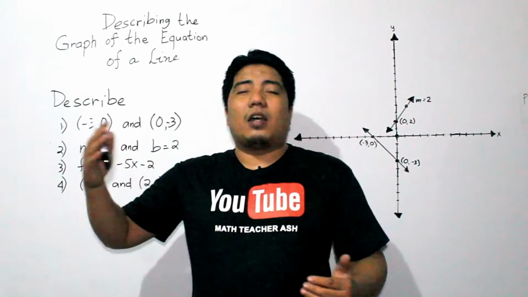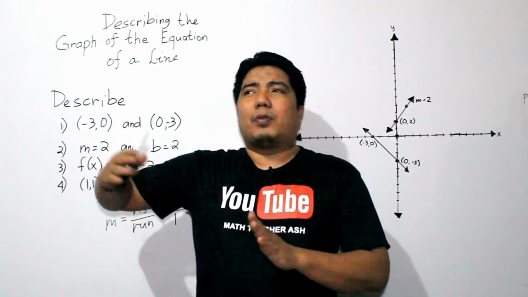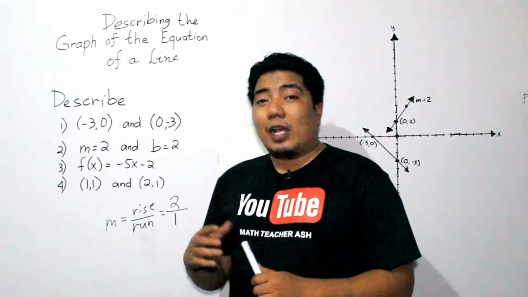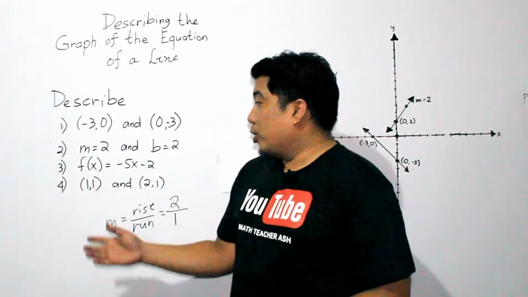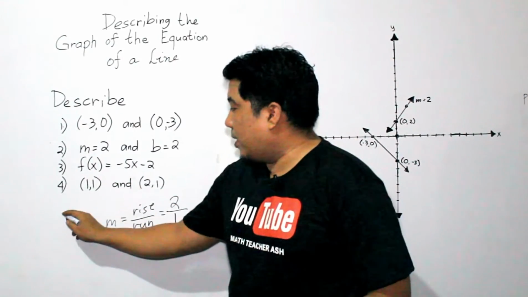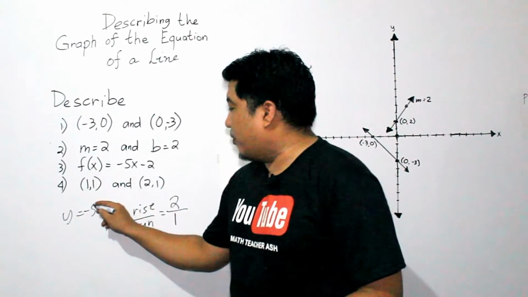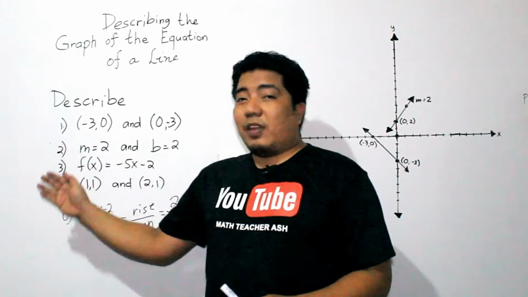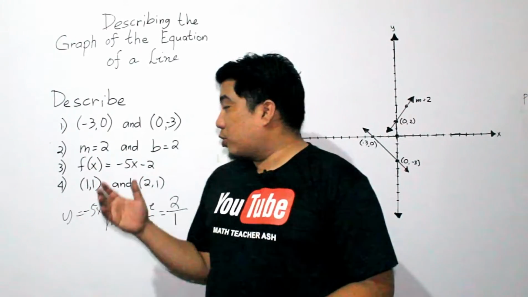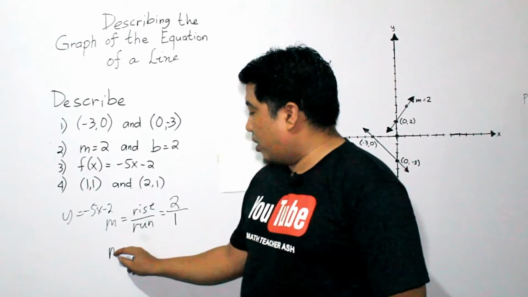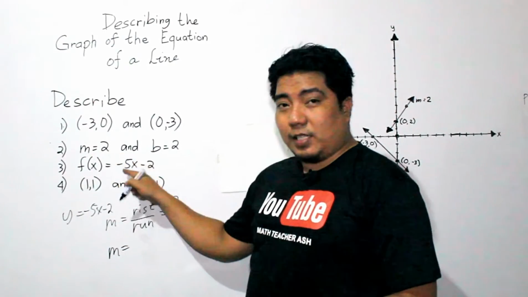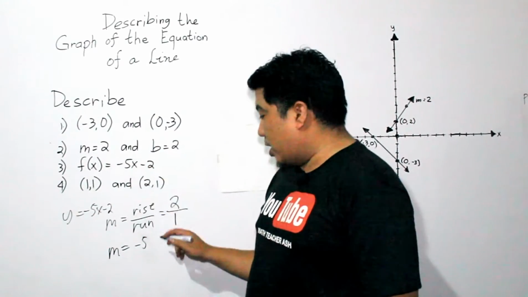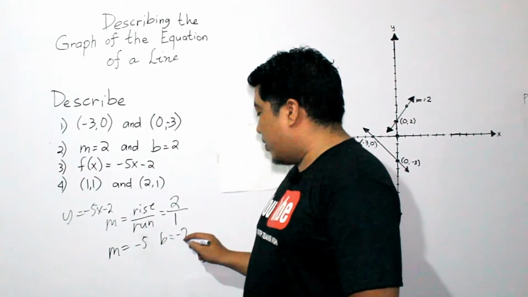Basically, in the previous discussion or in the previous years of mathematics, f of x is also known as the y variable. Okay? So, basically, this just means y is equal to negative 5x minus 2. So, this is given in slope-intercept form. Therefore, you have your slope, which is negative 5, and you have your y-intercept as negative 2.